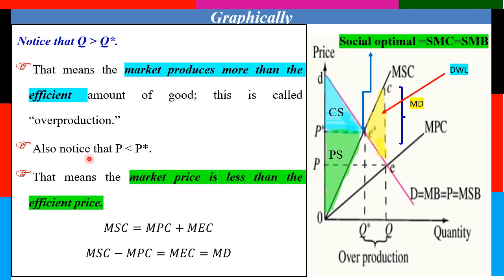Also, at the market, the price at market equilibrium is less than the price at the social optimum. That means the market price is less than the efficient price. This is the point of efficiency or social optimum. Therefore, this P star is what? Less than that of... the P is less than the P star. Here we have the P and this is P star. Therefore, P star is the highest one. This means market price is less than the efficient price. And we already derived this one.